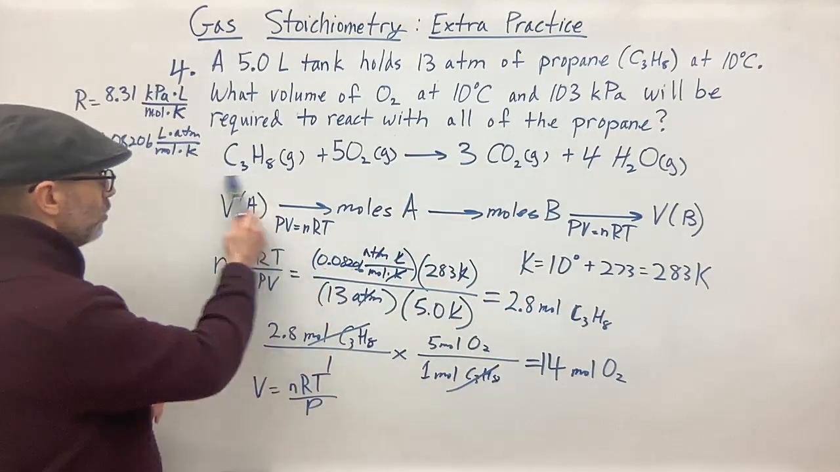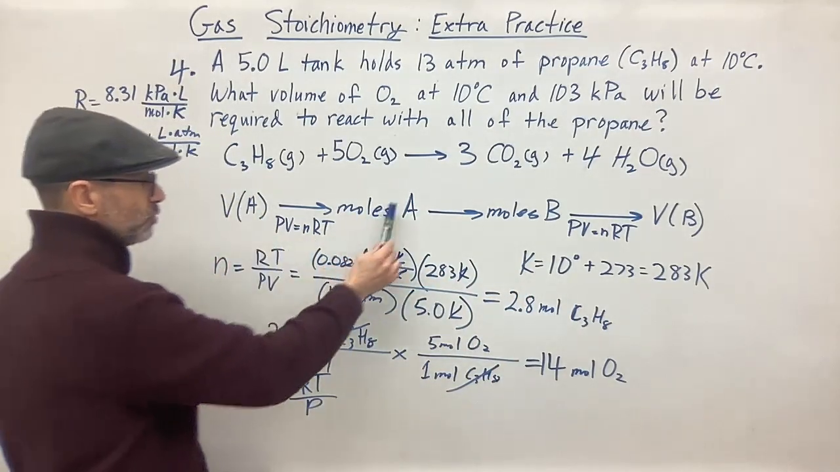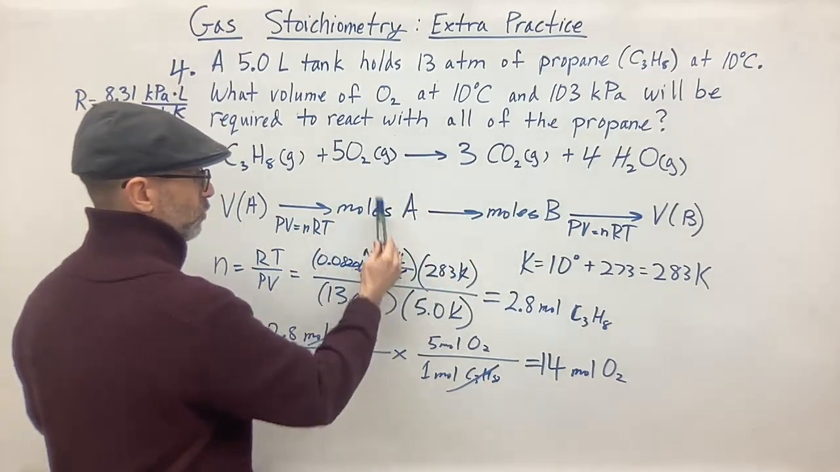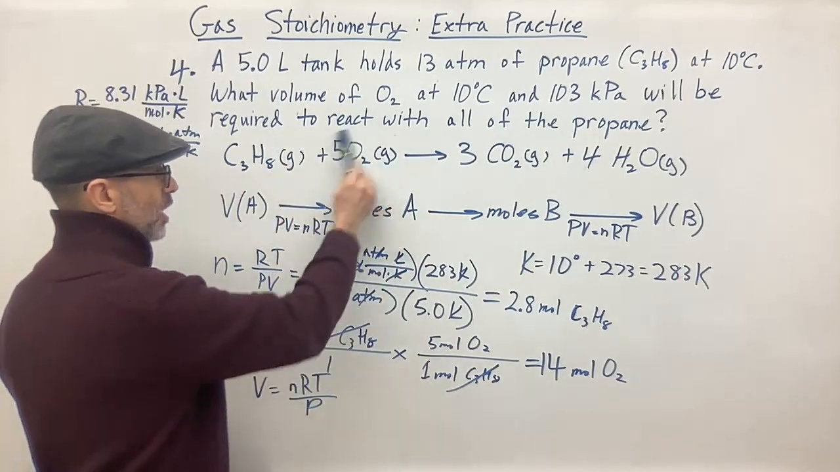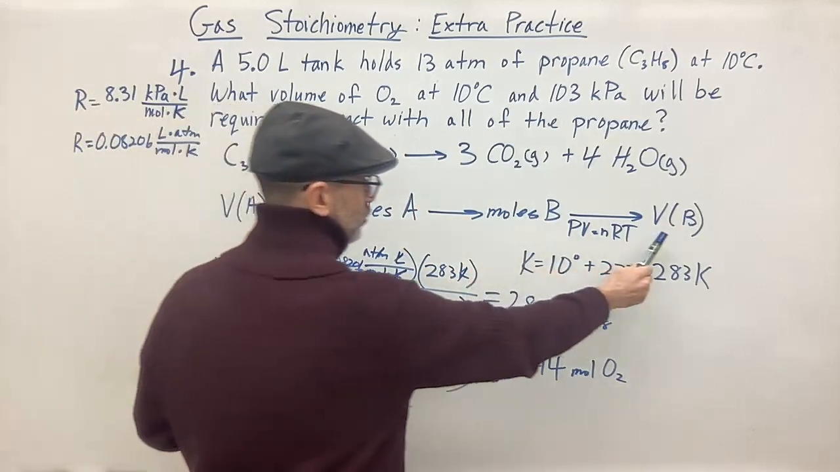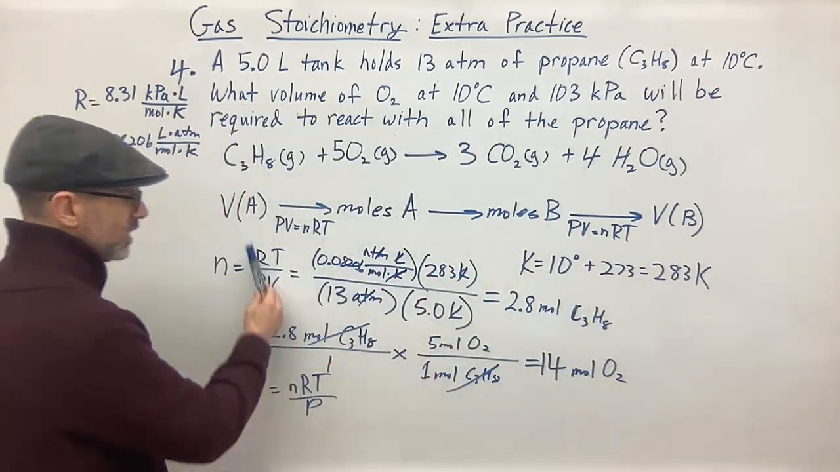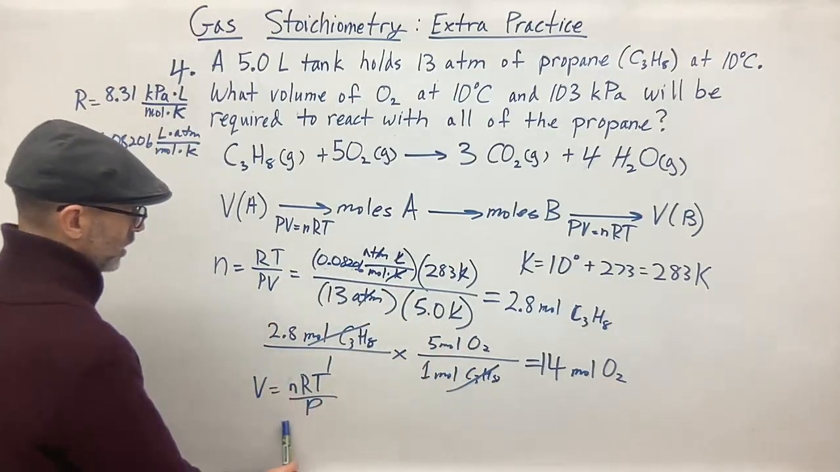So I'm going to use PV equals nRT to go from volume to moles of gas A. Use the mole ratio here to go from moles A to moles B, to go from propane to oxygen, and then to go from moles of oxygen to liters, I'm using PV equals nRT. And so I did all of that. And so now we're at PV equals nRT.